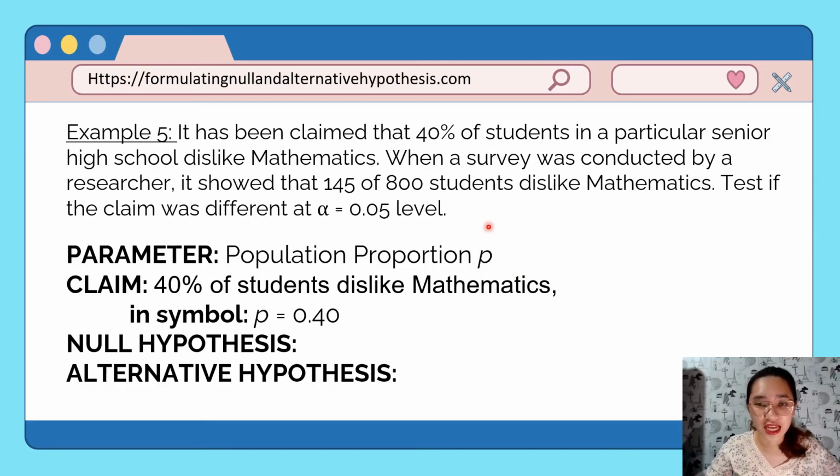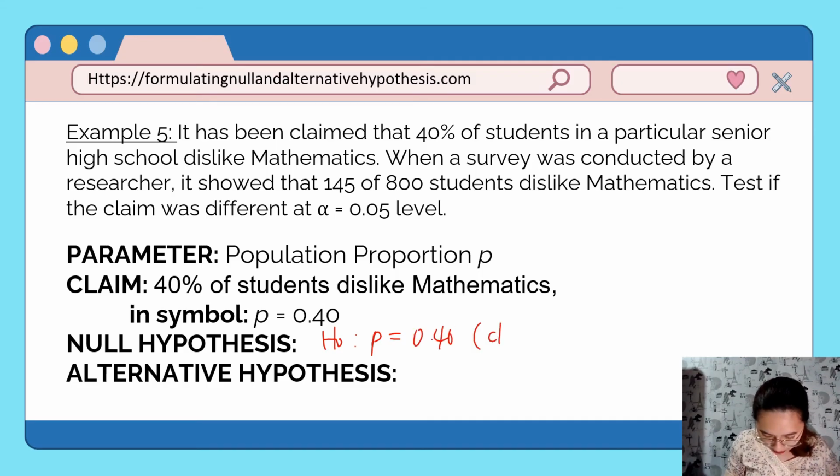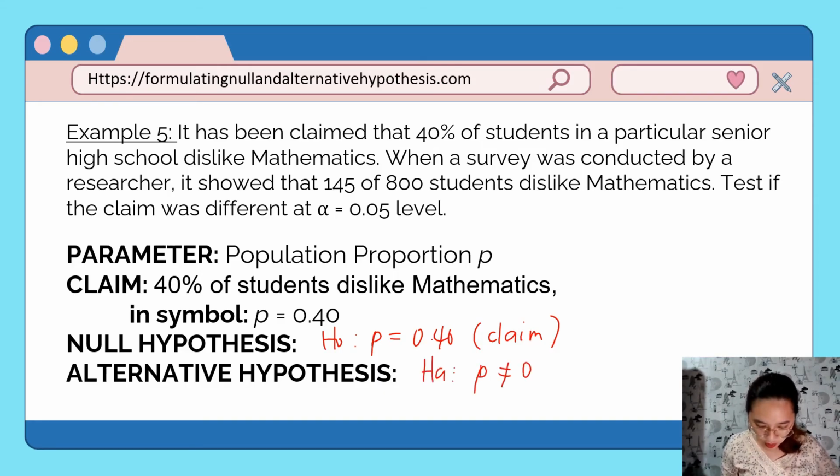Yan. So, ang claim po nila na 40% of the students dislike mathematics. In symbol, that is proportion equal to 0.40. Ayan, equal. So, 40% ng estudyante. Kung mapapansin nyo, since equal po siya, magpo-fall yung claim natin as null hypothesis. Ayan. HO P is equal to 0.40. Ayan. So again, ito yung claim natin. At to formulate yung ating alternative hypothesis, kunin lang natin yung complement ng ating null hypothesis. So that is population proportion not equal to 0.40.